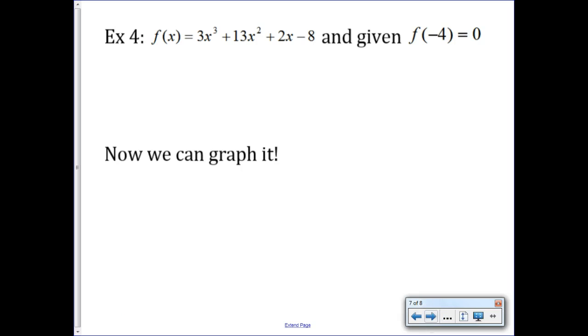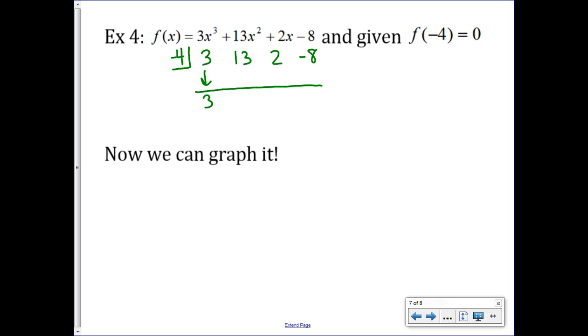All right, so we have f of x equals 3x to the third plus 13x squared plus 2x minus 8, given that f of negative 4 equals 0. So since we know that negative 4 is a 0, we can go ahead and use our synthetic division. So negative 4 is going in the box because it is a 0. And then we have 3, 13, 2, and negative 8. So we should get 0 at the end.